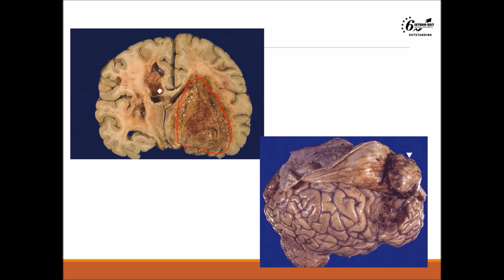The image on the right is showing a meningioma. Here is the meningioma because it's originating from the meningothelial cells that line the meninges. As you can see here, this is the brain tissue. This is the covering of the brain, which is meninges, and there is a tumor originating from the meninges, which we call meningioma.